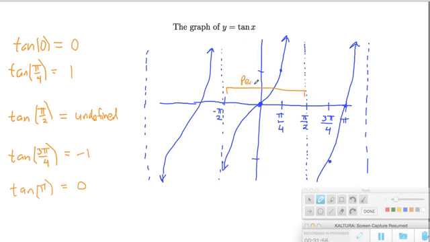For the period of the tangent function, notice how we go from negative pi over 2 to pi over 2. That's not doing a complete rotation of the unit circle. It's only doing a half rotation. So for example, pi over 2 is up here, and negative pi over 2 is down here. So going from there to there is only a half rotation of the circle. So tangent actually has a period of 2 pi.